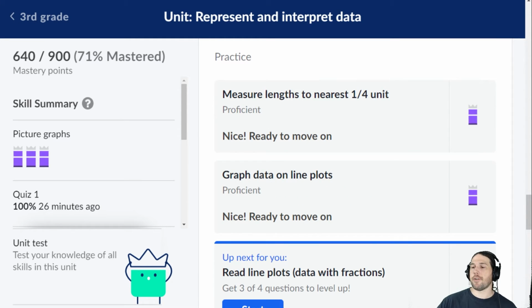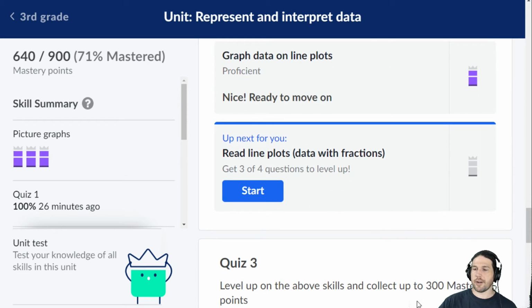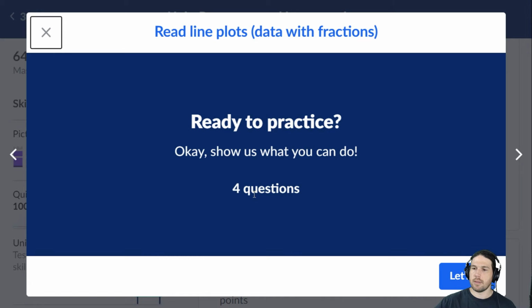Fractions are not your enemy, friend. They are here to help. Read line plots, data with fractions. Let's do it.